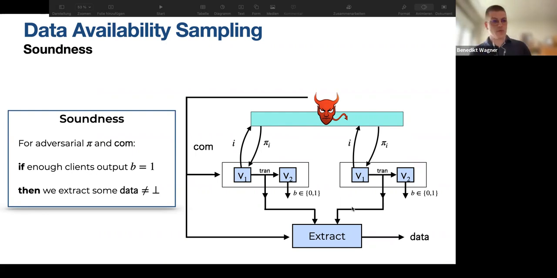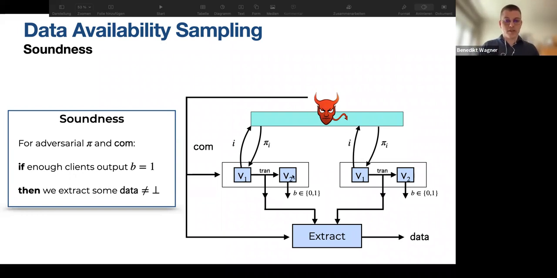Okay, and I want to emphasize two things here. The first is this word enough. Typically in a proof system, you would assume if one verifier accepts, then the statement should be true, so data should be available, but we cannot really guarantee this for any reasonable system. So what we require is that enough clients accept. And let me explain this. Let's say you have an adversary and this adversary targets the first client in a sense that it takes some data, encodes it honestly, and responds honestly to the first client.